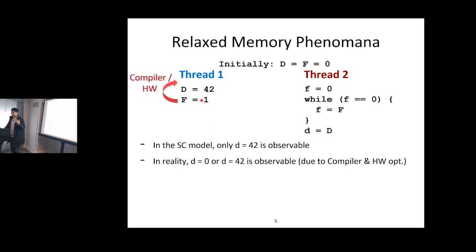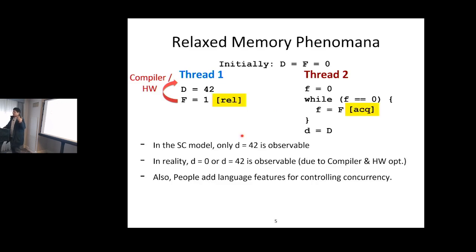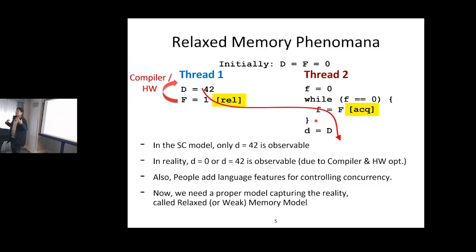So actually compiler and hardware can optimize, reordering F equal 1 before D equal 42. Okay, so actually F equal 1 may be executed before D equal 42. So F equal 1 and then read 1 and read 0, and then D equal 42 is executed. That's possible. So this program does not properly pass the message. Okay, and then people add some mechanisms to control concurrency. So for example, if you use a release store and then an acquire load, then when this acquire reads from this release, some synchronization happens, and then you know that you should read 42. Okay, and then anyway, the point is how we model this phenomenon.